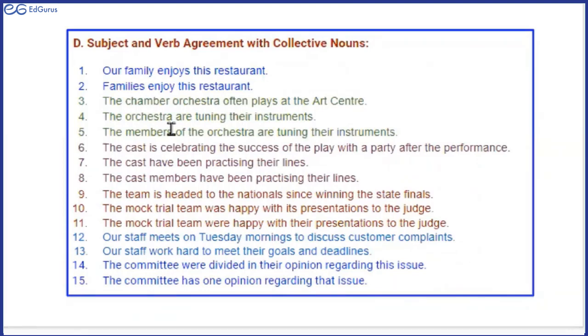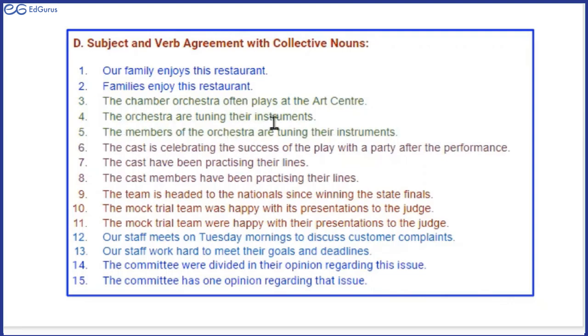Is that clear? Can you repeat? Yes, I said if it is written here, the orchestra dash tuning its instruments. Now, its instruments, that refers to the singular subject. So you will write is tuning.